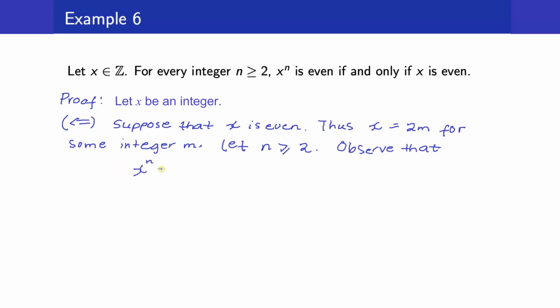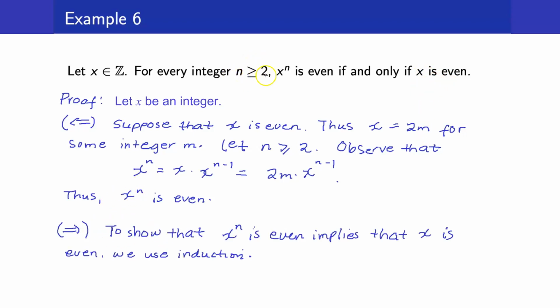In order to do this, I will just write x to the n as x times x to the n minus 1 because I already know that x is equal to 2 times m. So this is 2m times x to the n minus 1. So thus, x to the n is even. For the other direction, we want to show that x to the n is even implies that x is even. This is where we use induction.